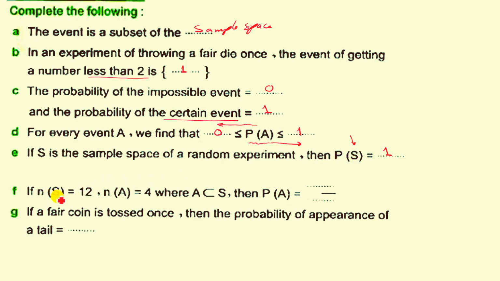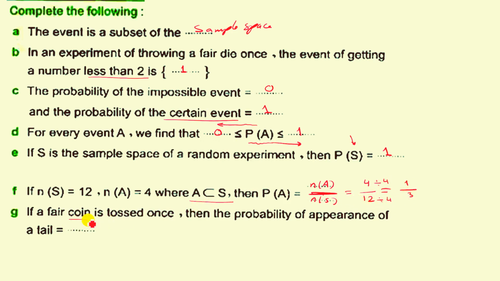If number of S is 12, number of A 4, where A is a subset of the sample space, then probability of A is equal to number of A over number of the sample space. Number of A 4, sample space 12. نعمل simplify. These two numbers are divisible by 4. 4 divided by 4 1. 12 divided by 4 3. يبقى 1 over 3 in the simplest form.